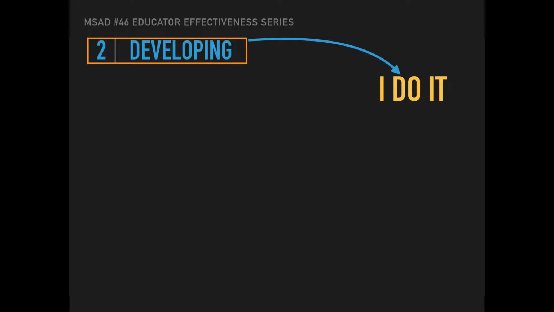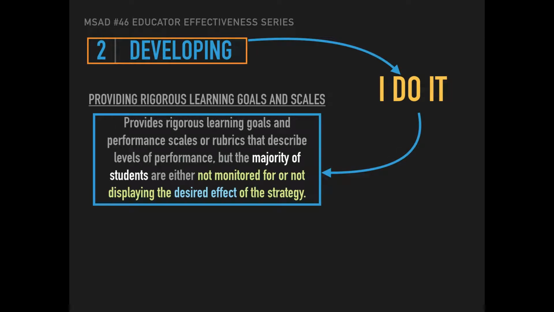So let's take a look at what it means in a particular element. The one mandated element for our district is providing rigorous learning goals and scales. So what does a 2 mean? A 2 means that I do it. I provide rigorous learning goals and scales and rubrics that describe levels of performance. I do that. I post it on the wall. I give it to my students.